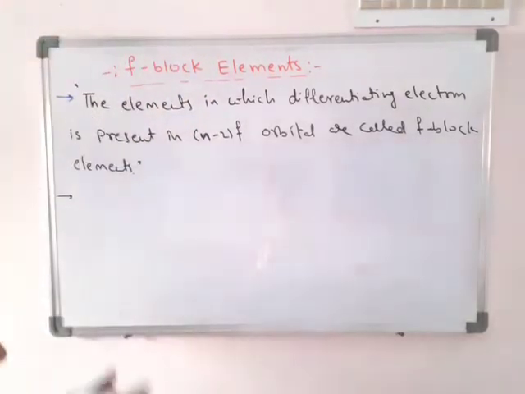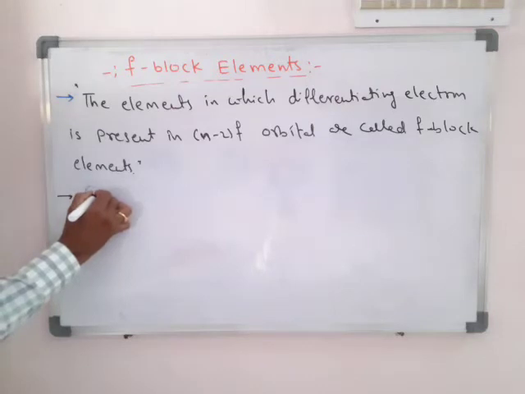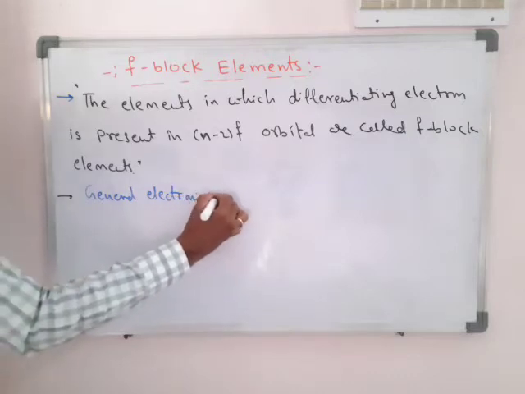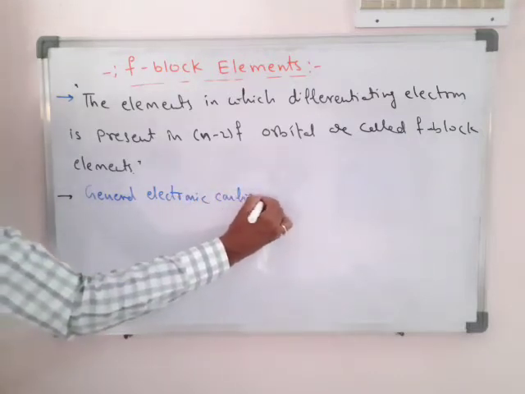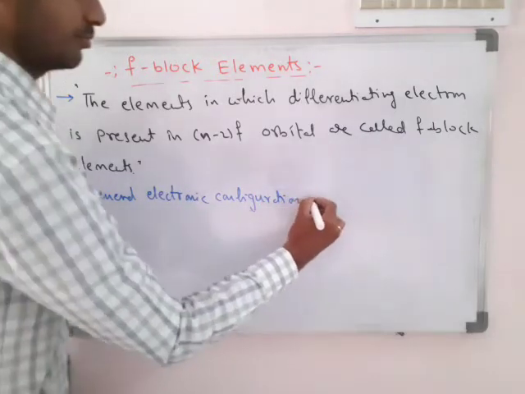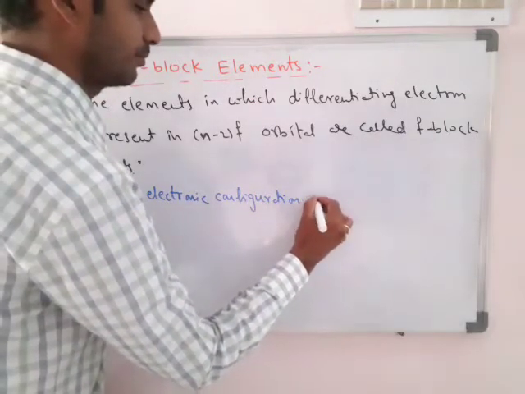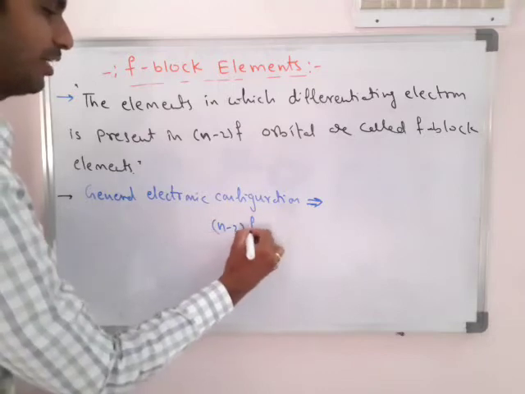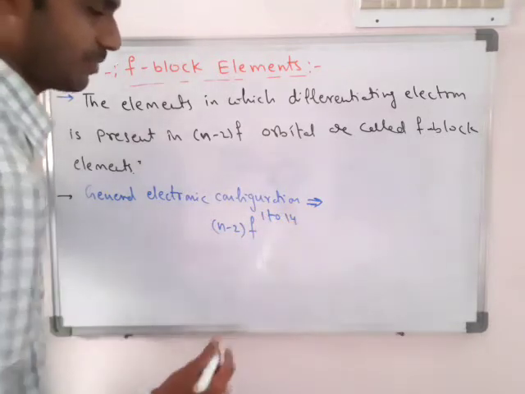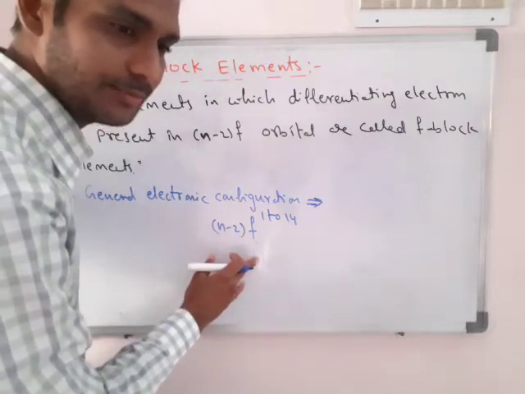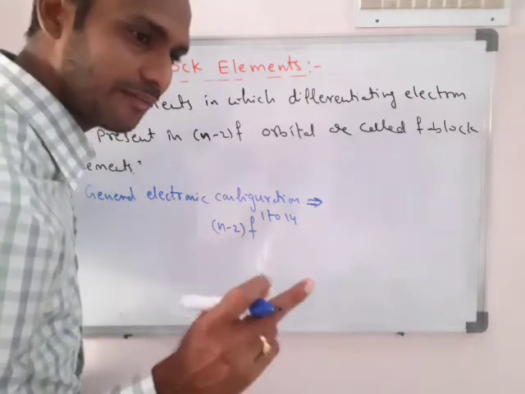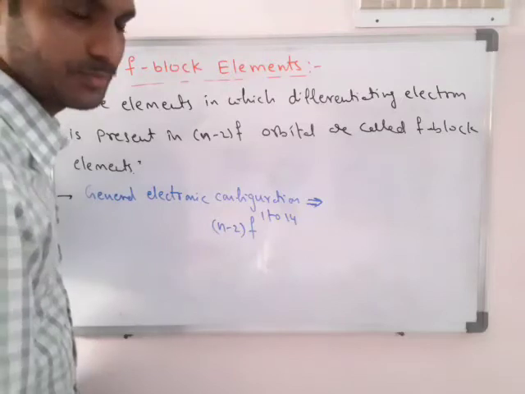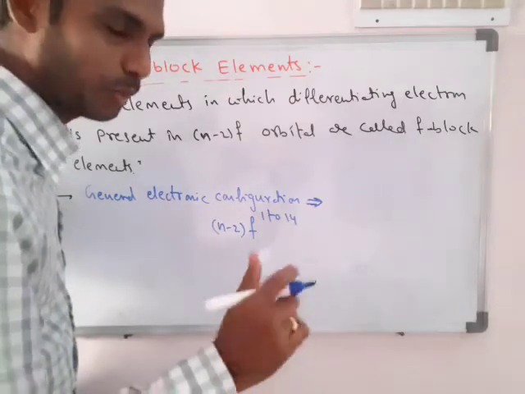Okay, so what general electronic configuration can we write? The general electronic configuration is n minus 2 f 1 to 14, because in the f subshell, how many orbitals are there? 7 orbitals are there, each orbital having 2 electrons, so total 14 electrons. 1 at the start, 14 at the end. That's why there are 14 elements present in one row.